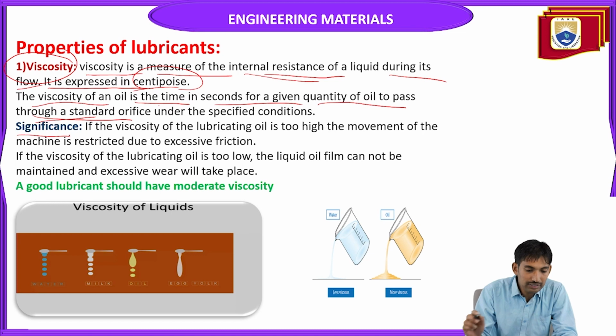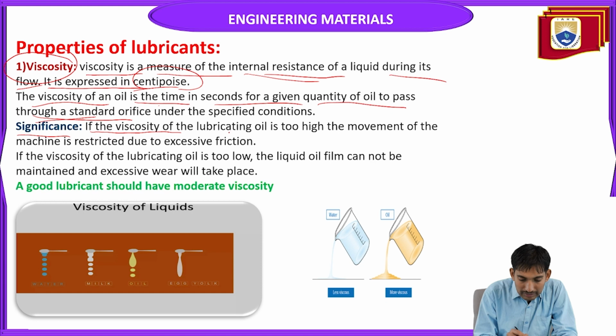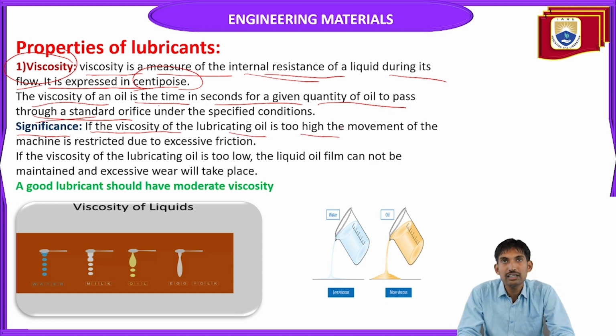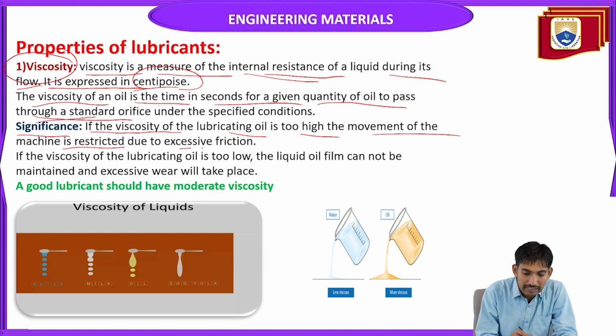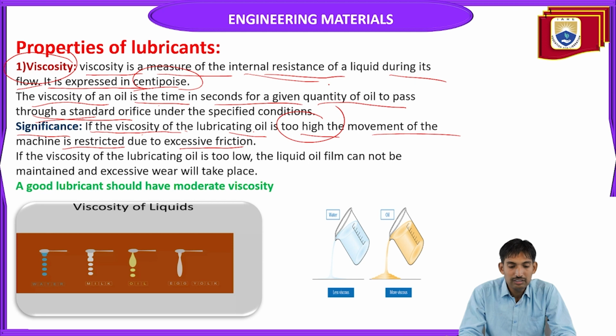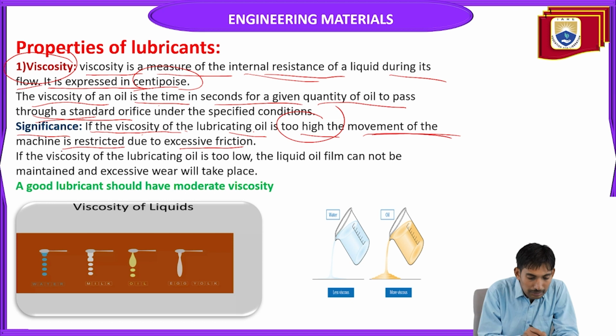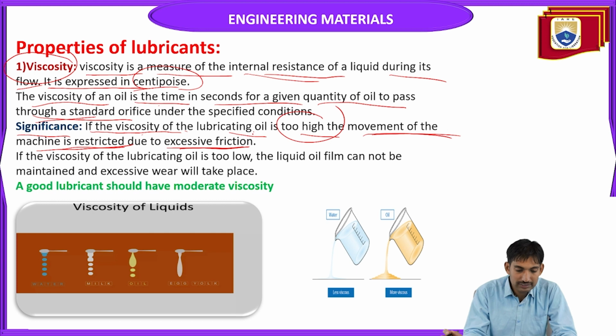See the significance of the viscosity. If the viscosity of the lubricating oil is too high, the movement of the machine is restricted due to the excessive friction. What happens if the viscosity is more? The movement of the machine is restricted due to the excessive friction.